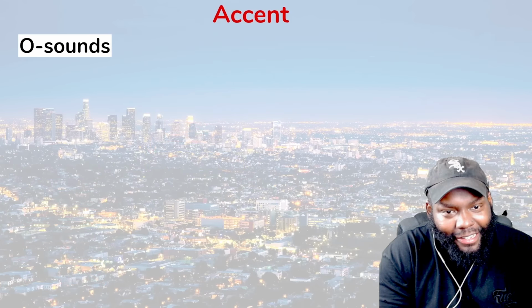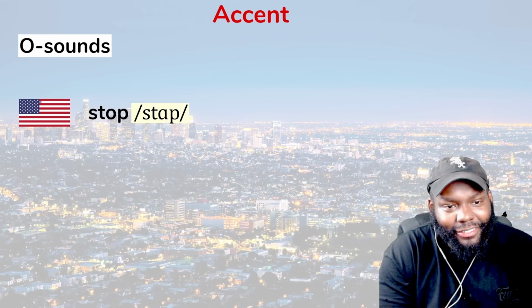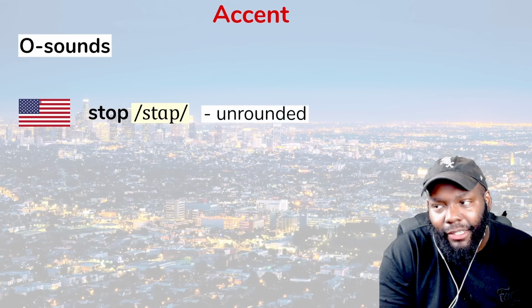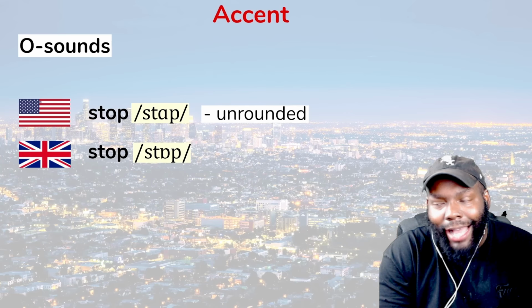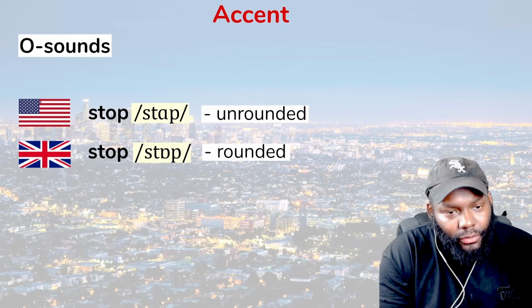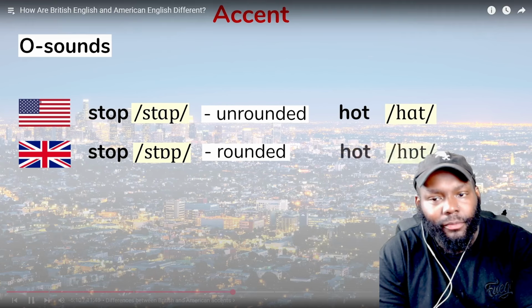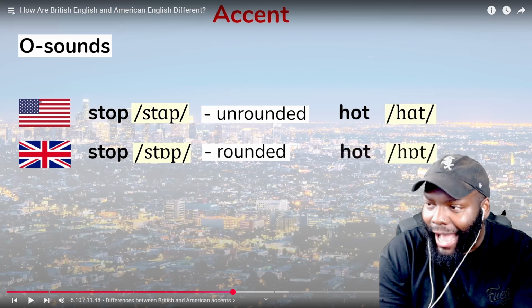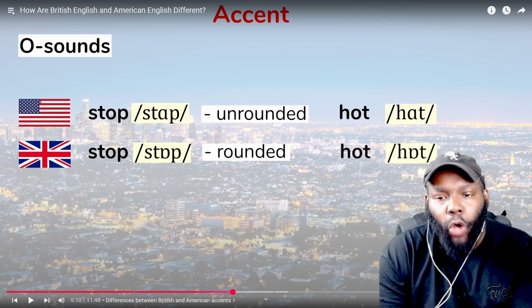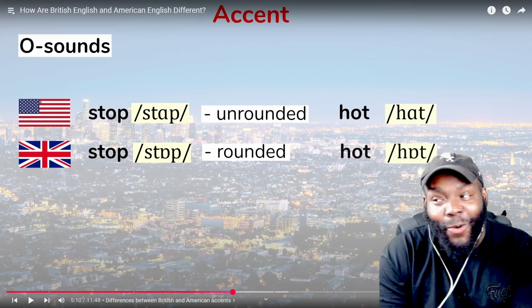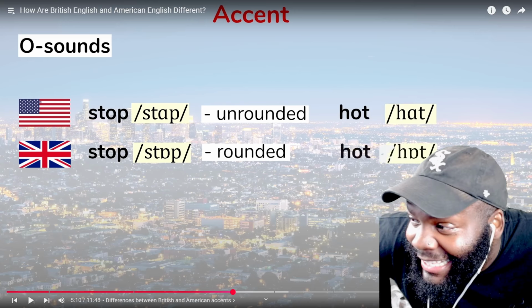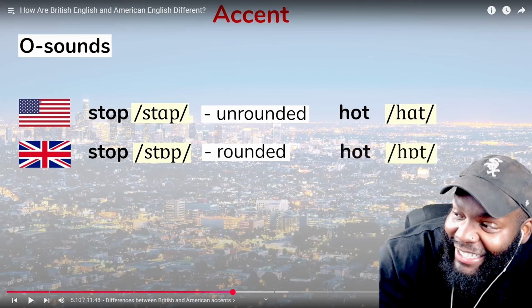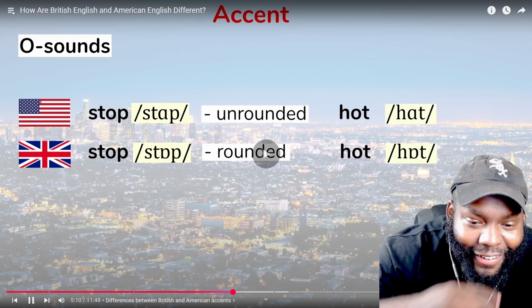Which brings me to O sounds. In the word stop, the American O sound is an unrounded vowel, ah, while the British O sound is rounded. Stop. Another example, hot. Oh no, this is getting my accent peak right now. No, come on, Paul. Hot.